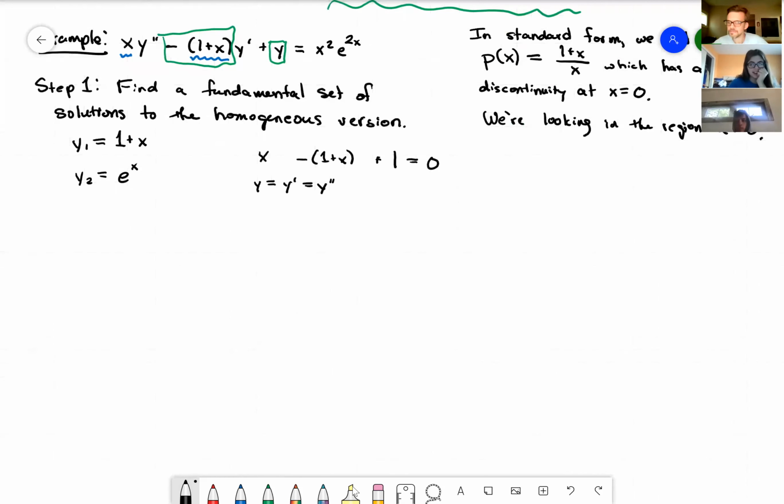I got the e to the x, but I thought I had to factor in the negative sign in front of the 1 plus x. So I got negative 1 minus x for the first solution. Okay. Yeah, so one way of looking at this is that we're just making a guess. And then we can check the guess.